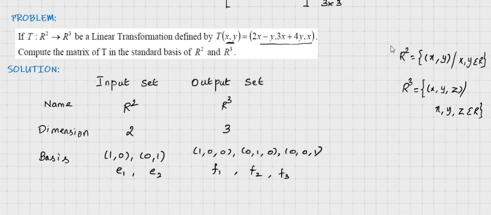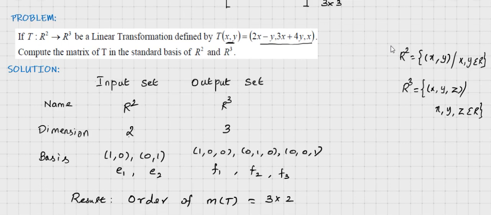Now, what is the result? That is the result of what? Order of matrix of T. What is the order of matrix of T? Rows will be the dimension of output set. That is 3 cross 2.